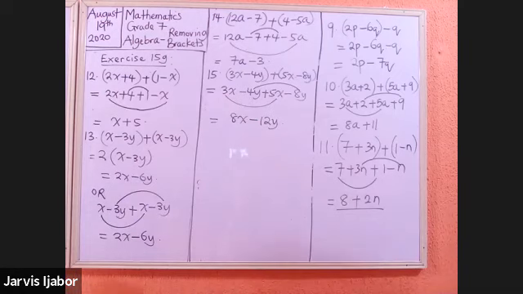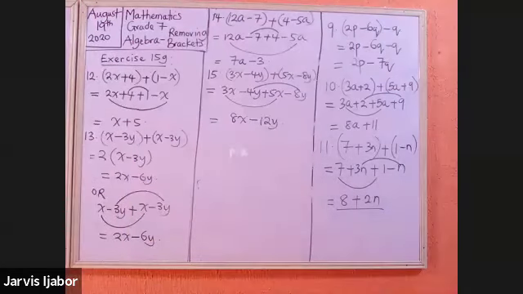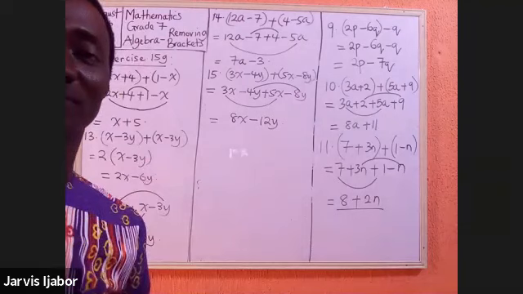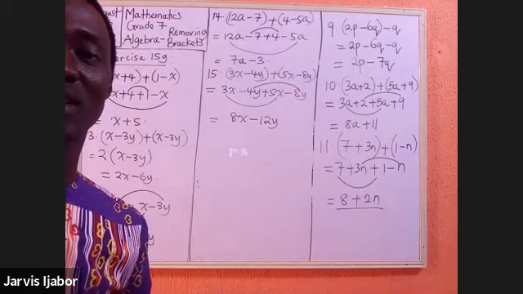We are done with 15F and 15G. So I've done E, F, and G. Wonderful. So you may want to clap for yourself for the wonderful exercise you have done. All right.